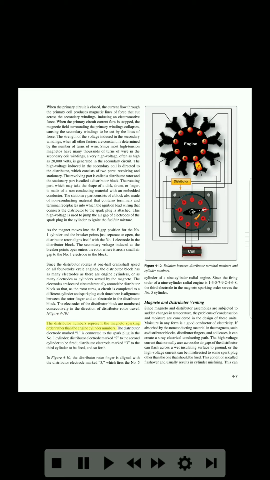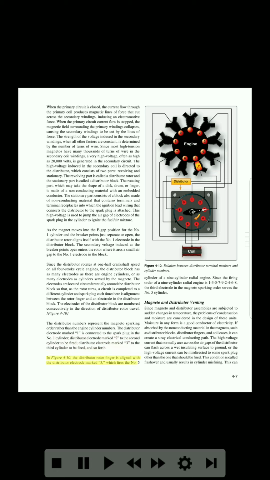In Figure 4-10, the distributor numbers represent the magneto sparking order rather than the engine cylinder numbers. The distributor electrode marked 1 is connected to the spark plug in the No. 1 cylinder. Distributor electrode marked 2 to the second cylinder to be fired. Distributor electrode marked 3 to the third cylinder to be fired, and so forth.